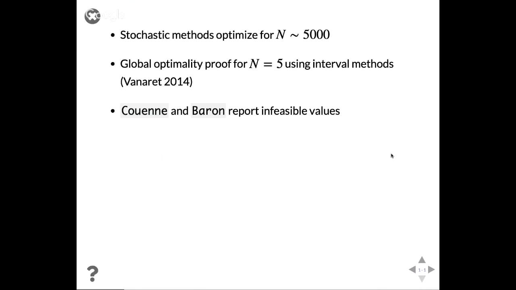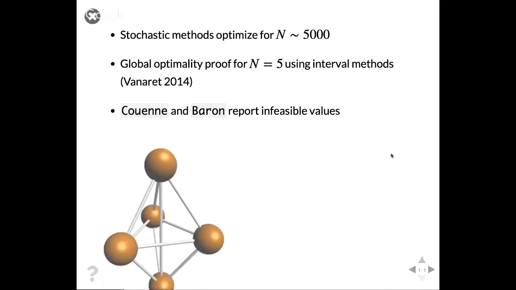And Vanneray showed that Couenne and BARON both actually give infeasible answers for the global minimum, just because of floating point error. So the interval methods get guaranteed bounds on all of the errors coming from floating point truncation error. And here's the minimum energy structure taken from Vanneray's paper. It's like a molecule in 3 dimensions.